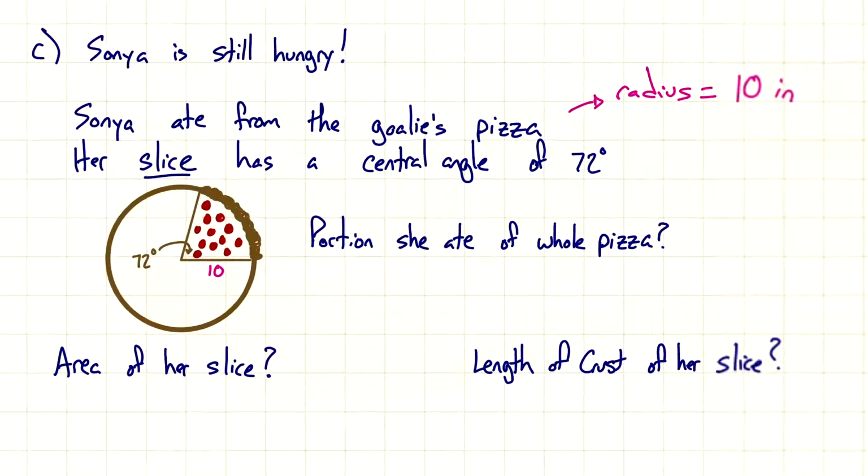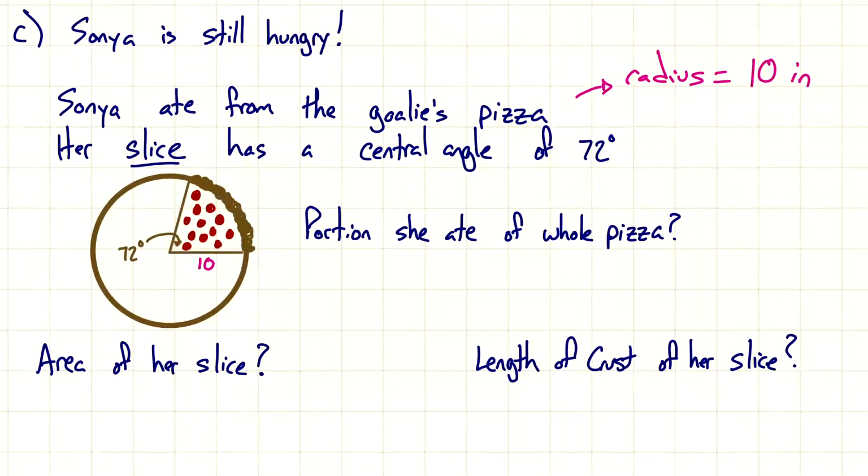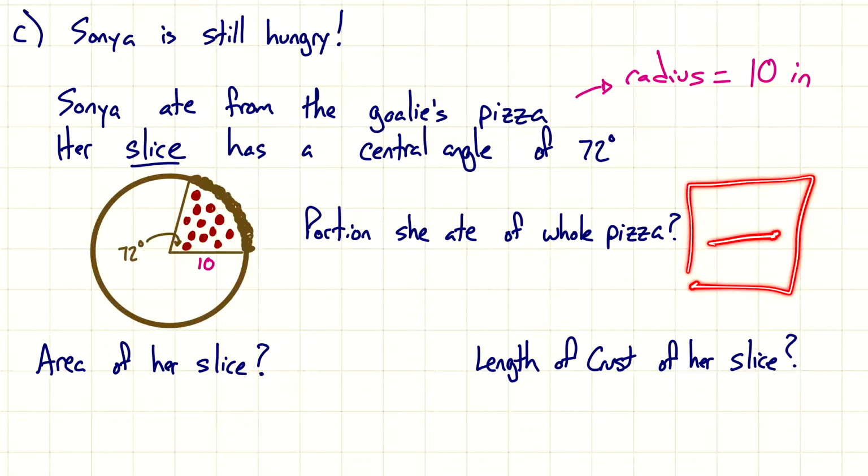All right, so let me ask you this. What portion did she eat? All right, what's that fraction look like? Based on the previous slice Sonia ate, see if you remember how we set up that fraction. You do not have to reduce it. I'd prefer if you didn't on this one.